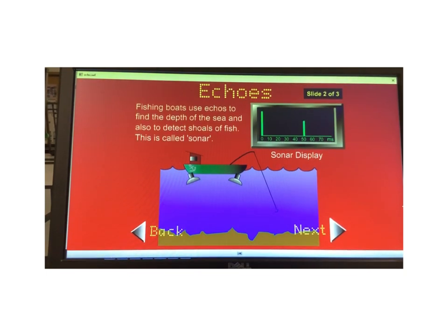So if we pause at the end of the animation, you can see, and obviously this is just an animation, but it gives us an idea of what actually happens when fishing boats or ships use this technique. It's something called sonar, so it's using echoes in the context of navigating and of finding distance. Sonar stands for sound, navigation and ranging, and we'll come back to that in a second.